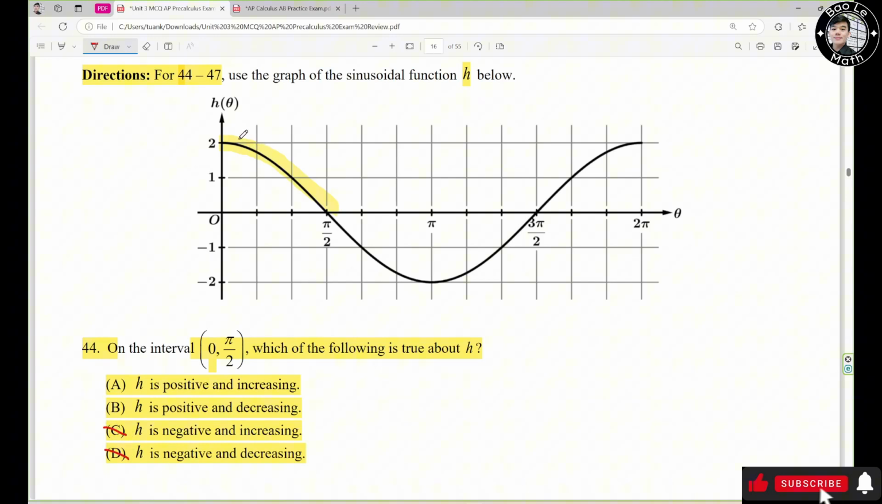The function is decreasing because it's going down, right? Which means the rate of change of the tangent line is negative, right? So it can be decreasing. The answer must be B.